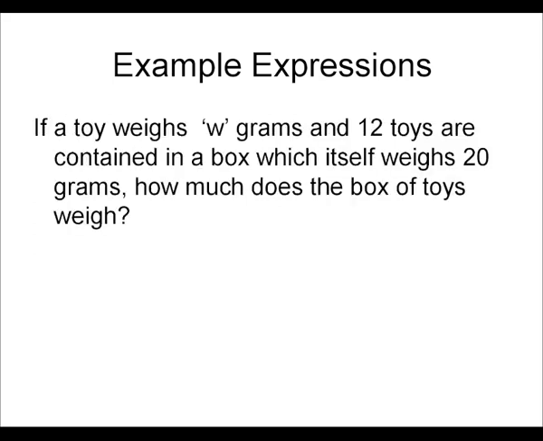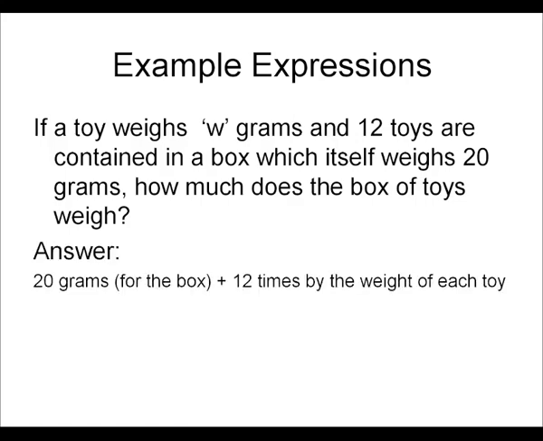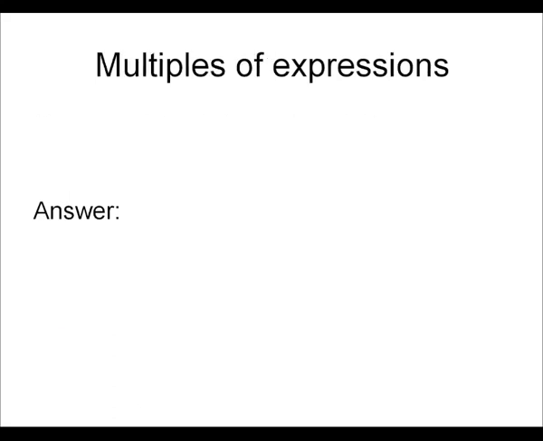That's a basic expression. Another basic expression was a toy weighs W grams and 12 toys contained in a box which itself weighs 20 grams. How much does the box of toys weigh? Well, we have a box of 20 grams plus 12 toys which weigh W, so that'll be 20 grams for the box plus 12 times the weight of each toy, which is 20 plus 12W.